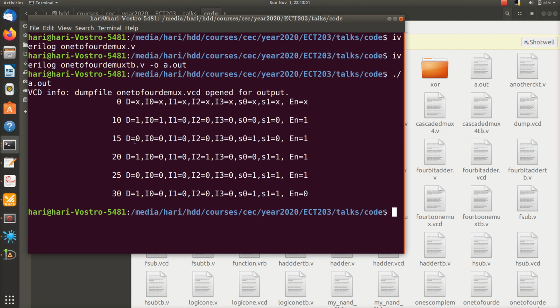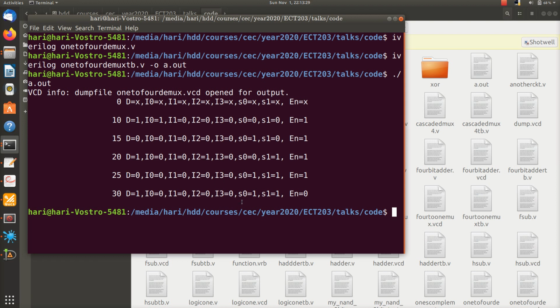At 15 nanoseconds S1 is 0 and S0 is 1, so this is the 0 1 case. So I1 should be coming out. I1 is a 0, so D is a 0. At 20 nanoseconds you can see that S1 is 1 and S0 is 0, so I2 will come out. I2 is a 1, so D is a 1. Again for the 1 1 case, you can see that I3 is 0. I3 comes out, so D equals 0.